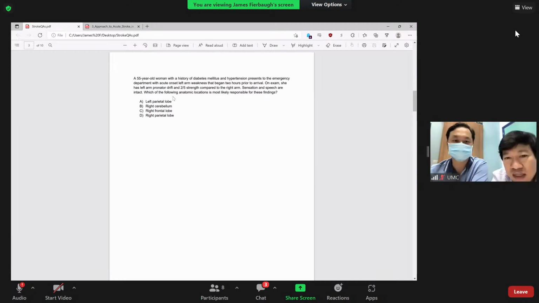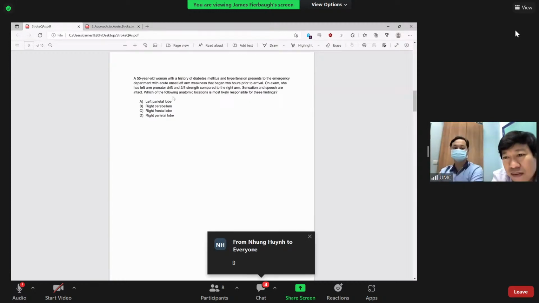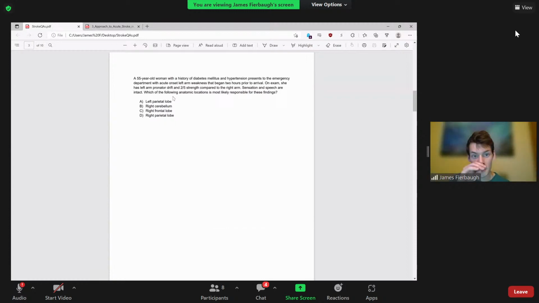We think middle cerebral artery. Good. MCA. Perfect. Which is, so left-sided symptoms, predominantly in the arm. So then additionally, we have sensation and speech are intact.